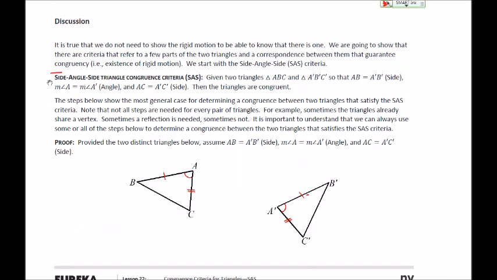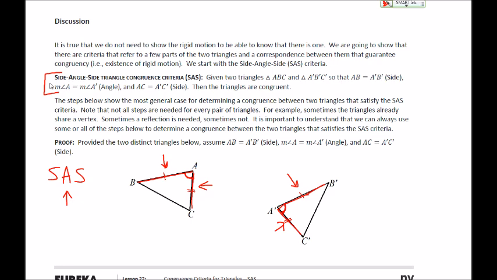Down here we're given the side angle side triangle congruence criteria. And I'm going to explain this using this picture down here. So we have 2 sides that are congruent and 2 other sides that are congruent and the angle in between them. So we have a side and an angle and a side and an angle and a side. And so we call it the SAS triangle congruence criteria because the angle is in between the sides just like the A is in between the S's.